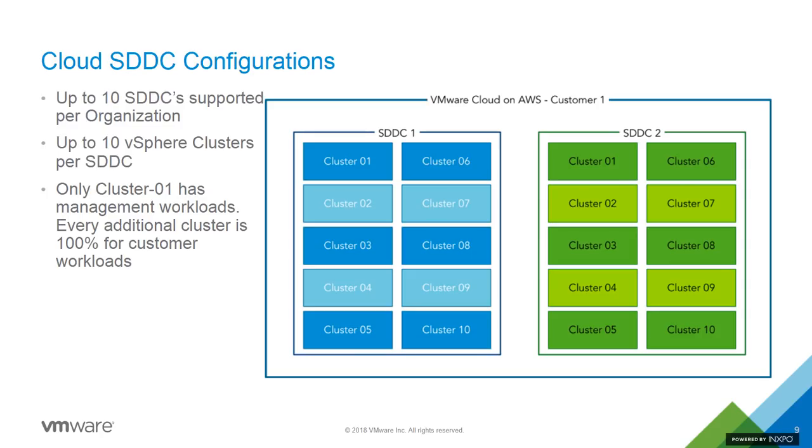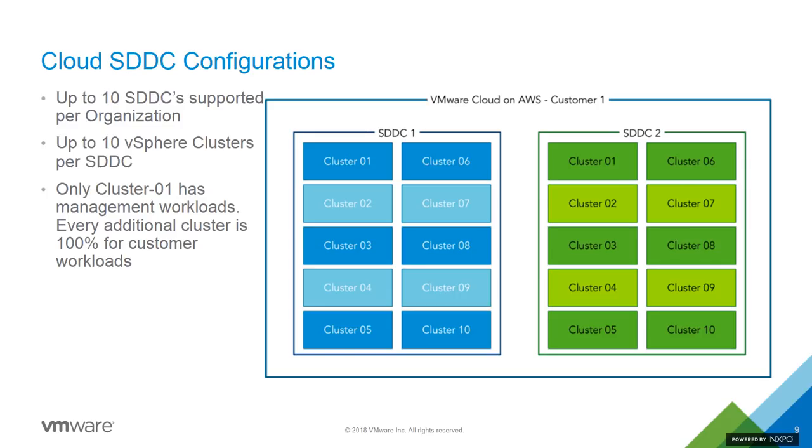Now, the only cluster that is actually running any of the management workloads is going to be cluster 01. Out of cluster 01, and you'll see this in another slide, a small portion of resources is set aside in a resource pool that allows us to run NSX and the NSX edges, the NSX controllers, vCenter, and a number of other workloads if you have, for example, Site Recovery or HCX in your environment. All those workloads will reside in that resource pool in cluster 1. But if you add additional clusters into your environment, 100% of the resources from there are dedicated to the customer workloads.